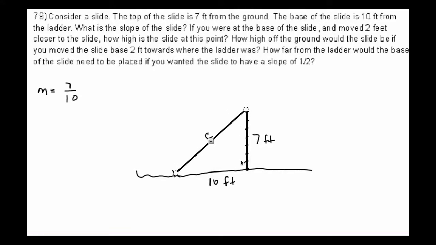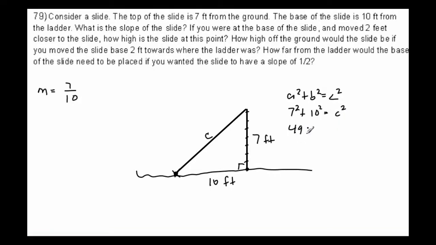Well, this is a right triangle. We know that because we have a 90-degree angle there. So now we can use the Pythagorean theorem: a squared plus b squared equals c squared. We know the two legs make our slope triangle, so I have 7 squared plus 10 squared equals c squared.